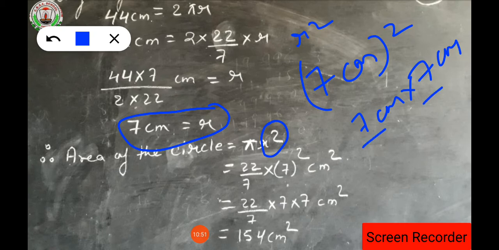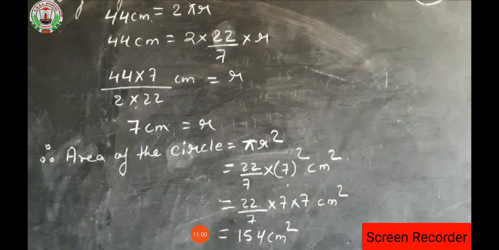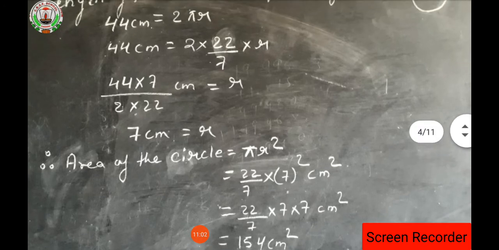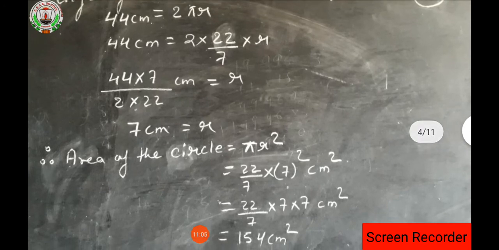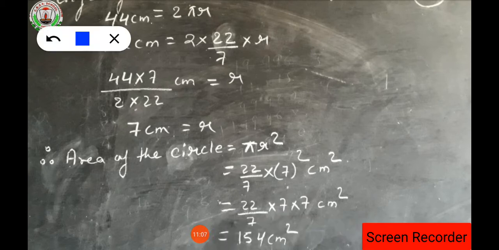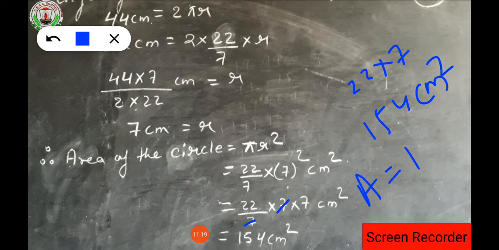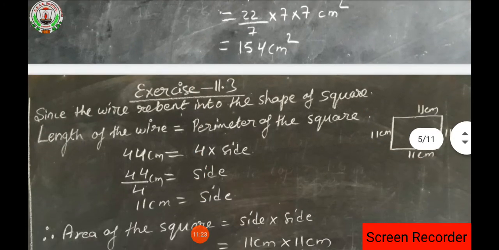So 7 into 7 is how much? 49. And centimeter into centimeter, that means centimeter square. That's why here I had written centimeter square directly. Clear everyone? Then the calculation can easily be sorted out, isn't it? It is a very easy calculation. 7 ones are 7, 7 ones are 7 will get cancelled. Then 22 into 7 gives 154 centimeter square. So what is the area of the circle? That is 154 centimeter square, the answer for question number 9.